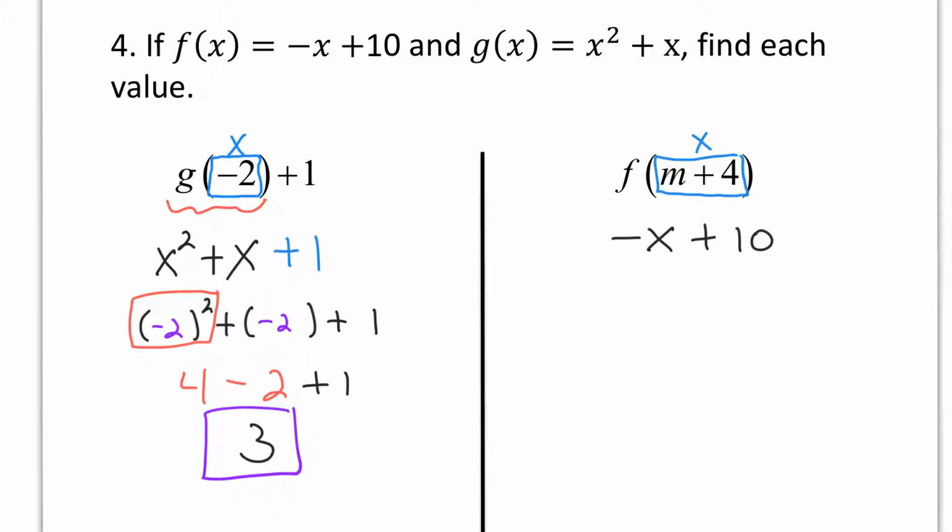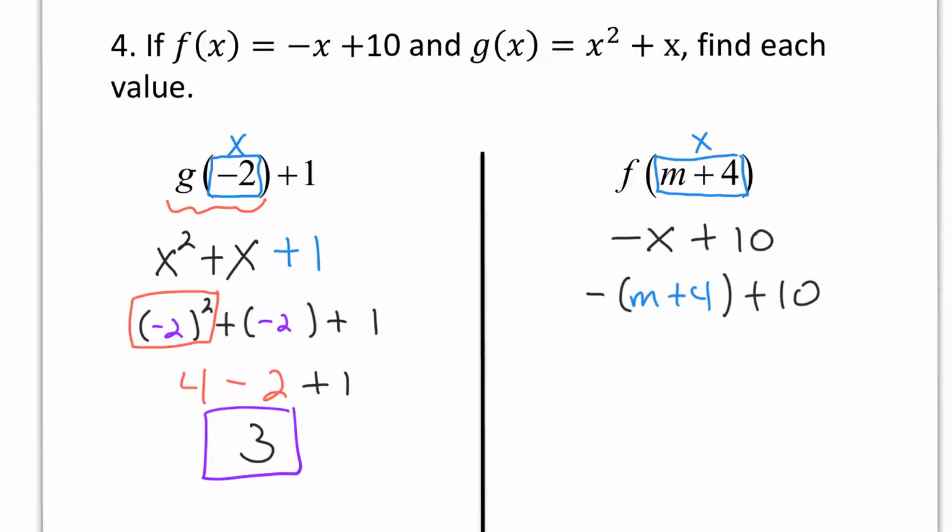I know it's weird because we have an m and I'm telling you guys that's your x, but all of that is your input. So you're going to input into the x. I'm going to bring down the negative. Here's the parentheses. I'm going to bring down the 10 right here. And I'm going to substitute m plus 4. So one more time, you guys have your input m plus 4 into the x. So this becomes m plus 4. There's the negative. There's the plus 10.